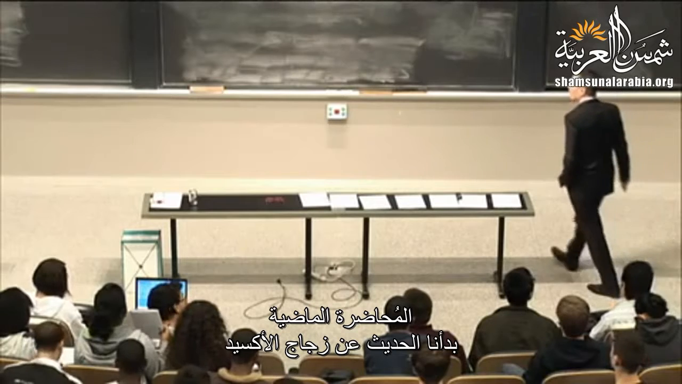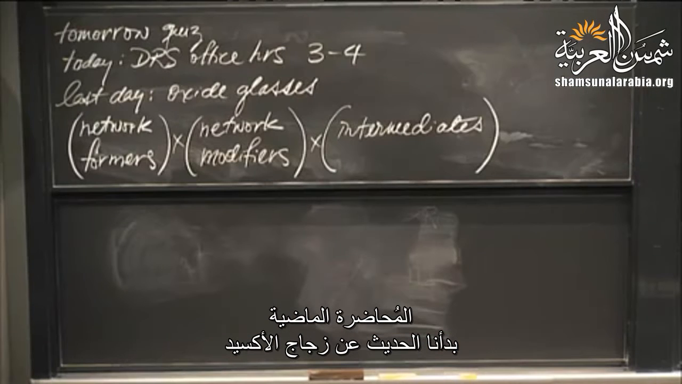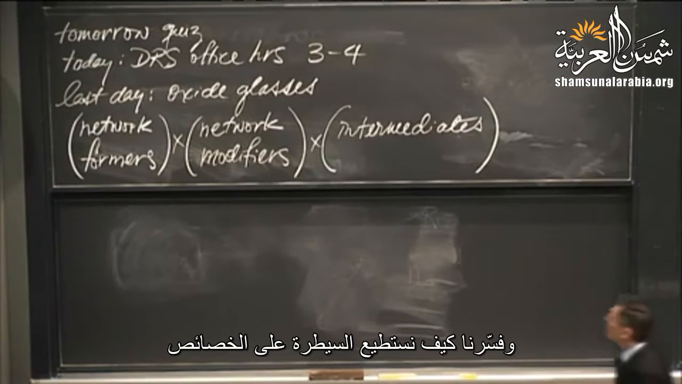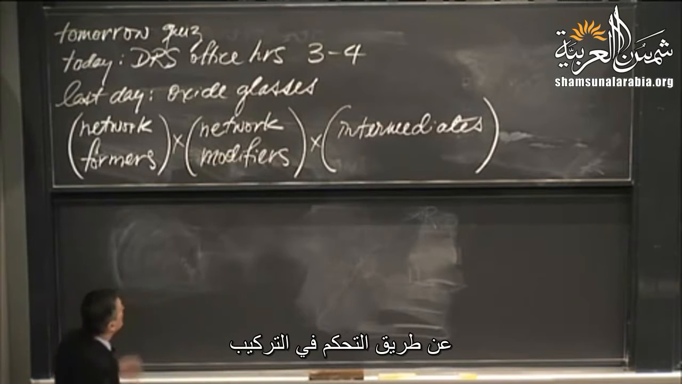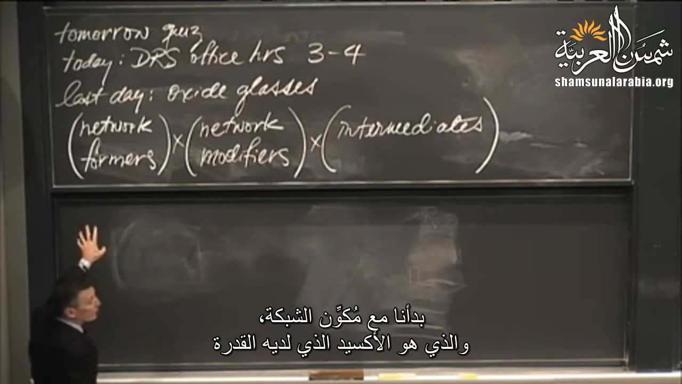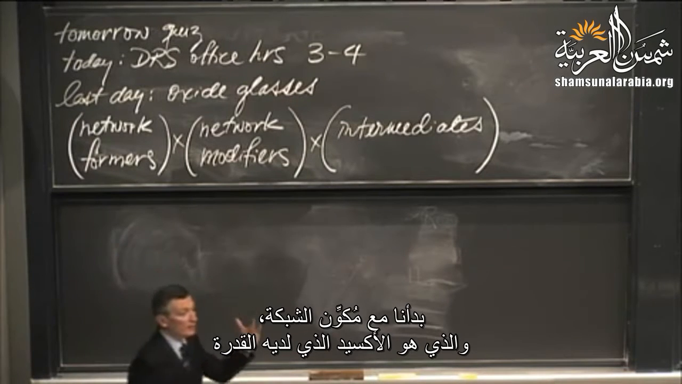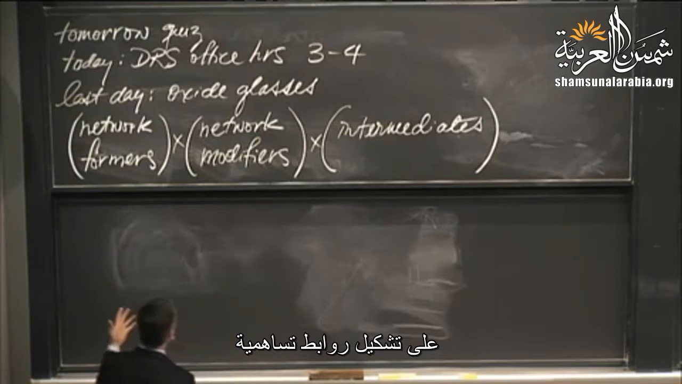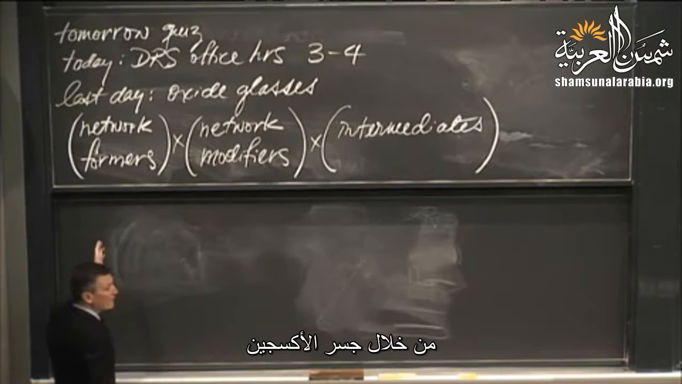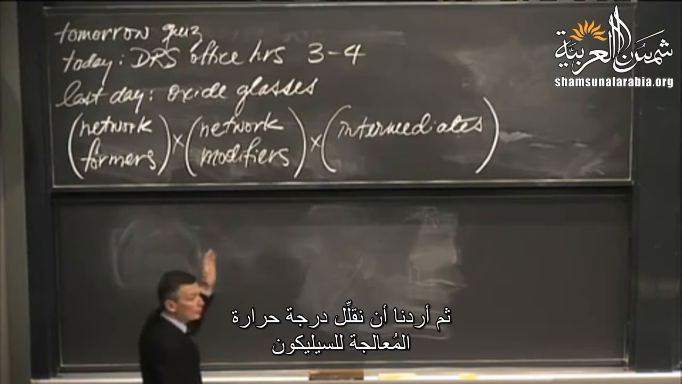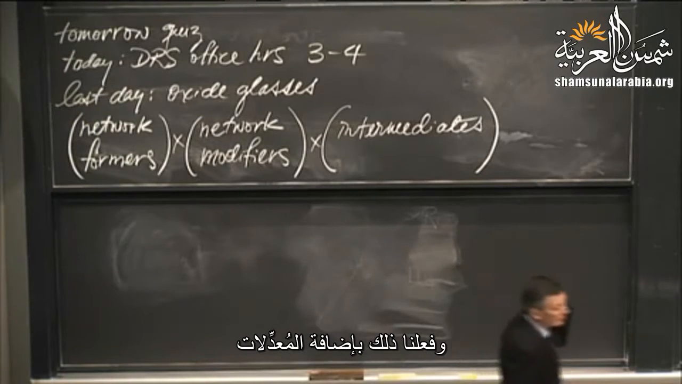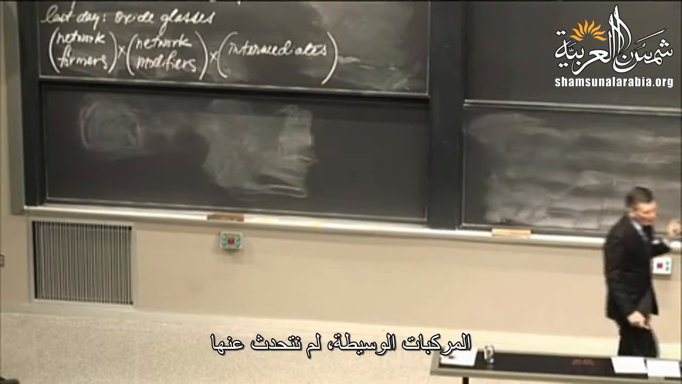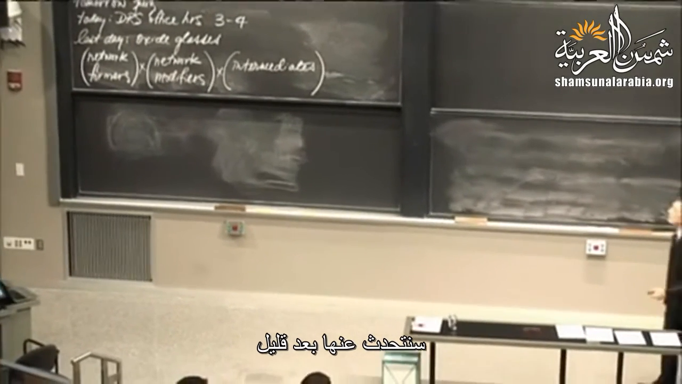So last day we started talking about oxide glasses, and we reasoned that we could have control of the properties by control of the composition. We started with a network former, which is some oxide that has the capacity for forming covalent bonds through a bridging oxygen. And then we wanted to drop the processing temperature, and we did so by adding modifiers. Intermediates we haven't talked about, and we're going to do that in just a moment.